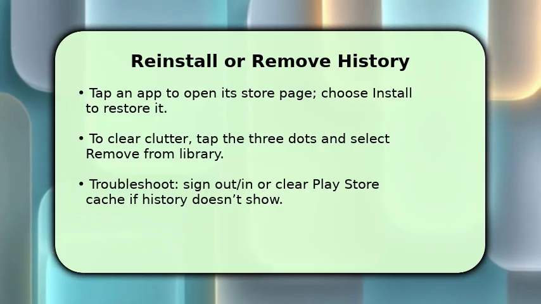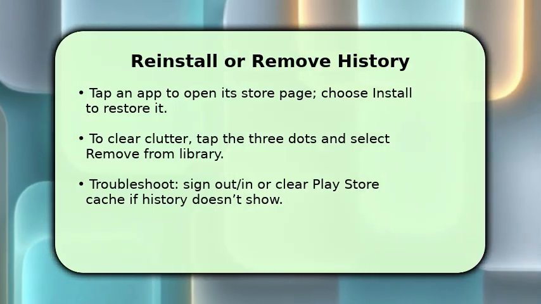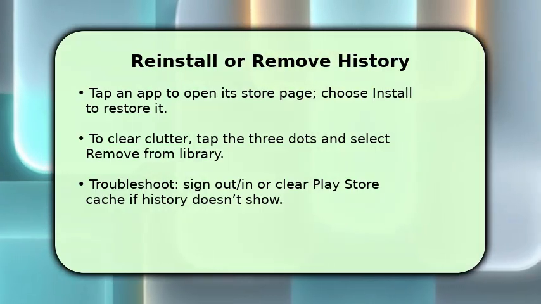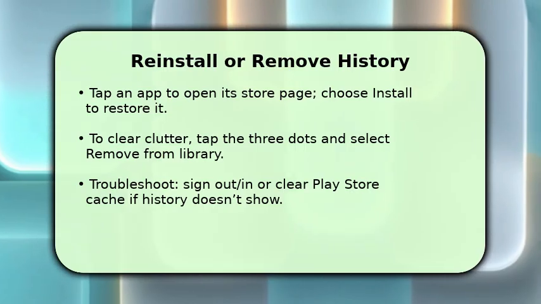If the list looks wrong, make sure to sign out and back into your Google account, or clear the Play Store cache in Settings. These steps force a fresh sync and usually resolve missing history.